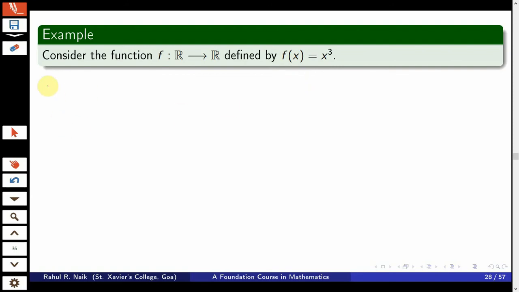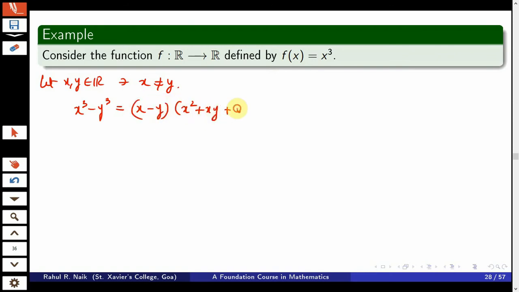Okay, so we observe this first thing. Let x, y be 2 points in R such that x is not equal to y. So first thing, we observe that x cube minus y cube, this expression can be written in terms of x and y: x minus y into x square plus xy plus y square.